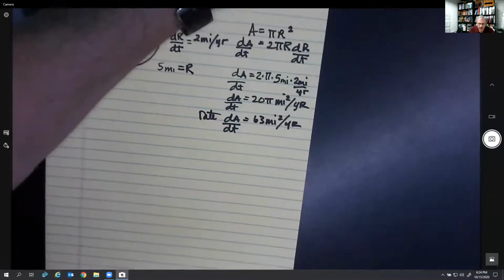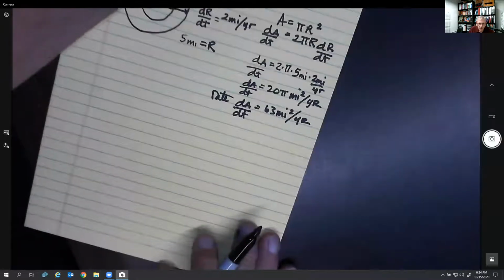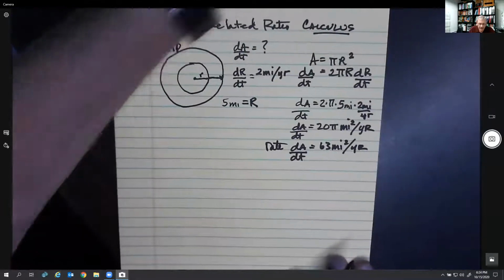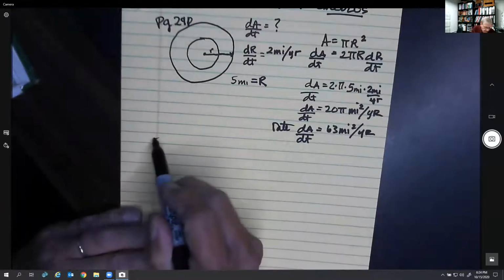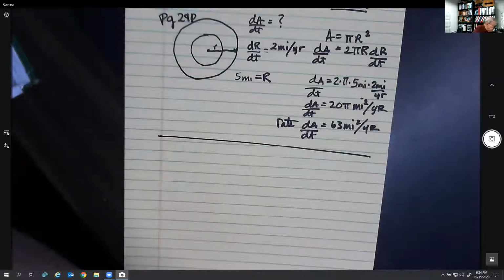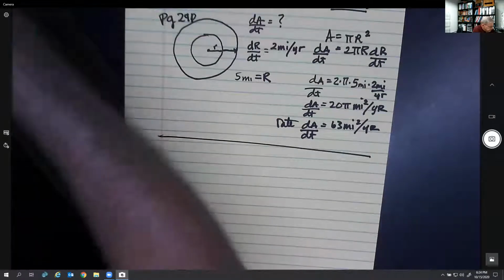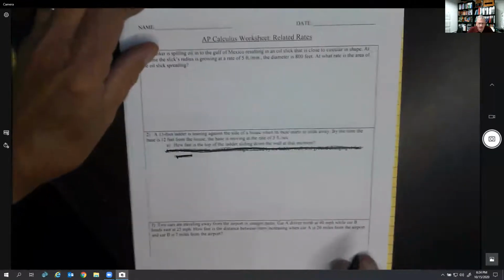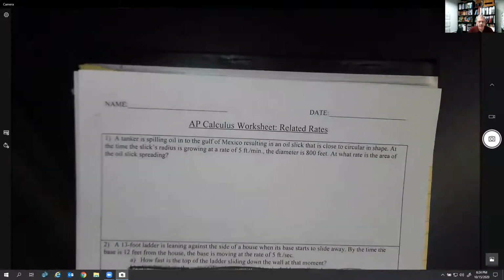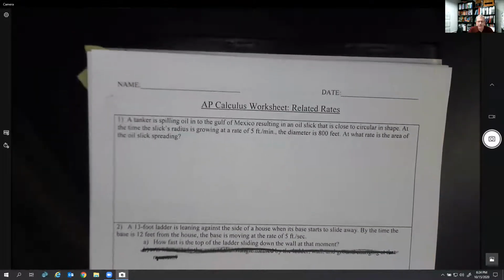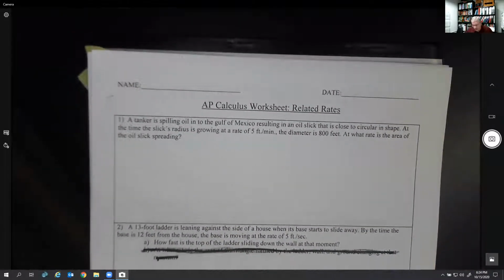So I'm going to try another one here, and try to straighten this out at the same time. Okay, let me draw a line here. This one's going to be very similar to what we just did, so maybe this will help you. I'm going to bring this down so you can see it a little better. This is off an AP calculus test a while back.